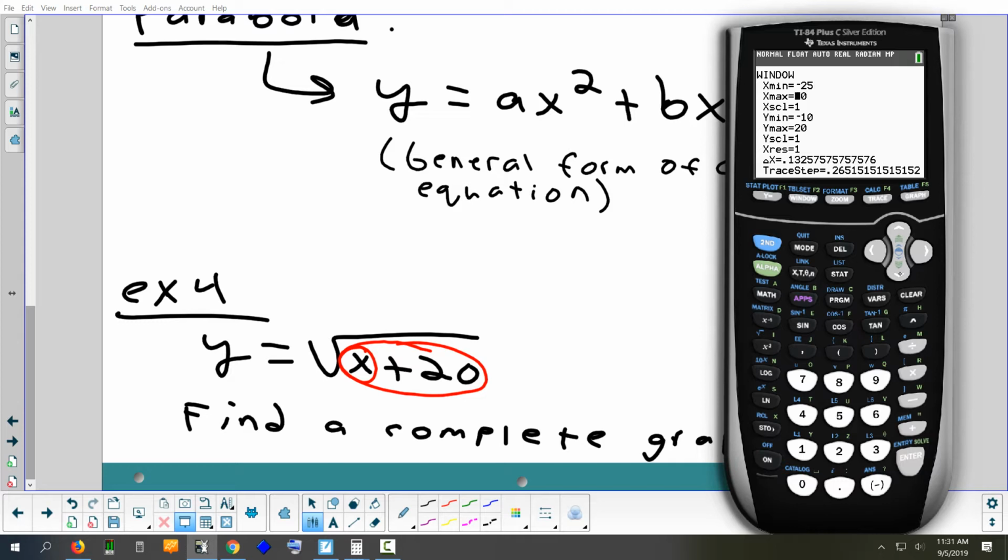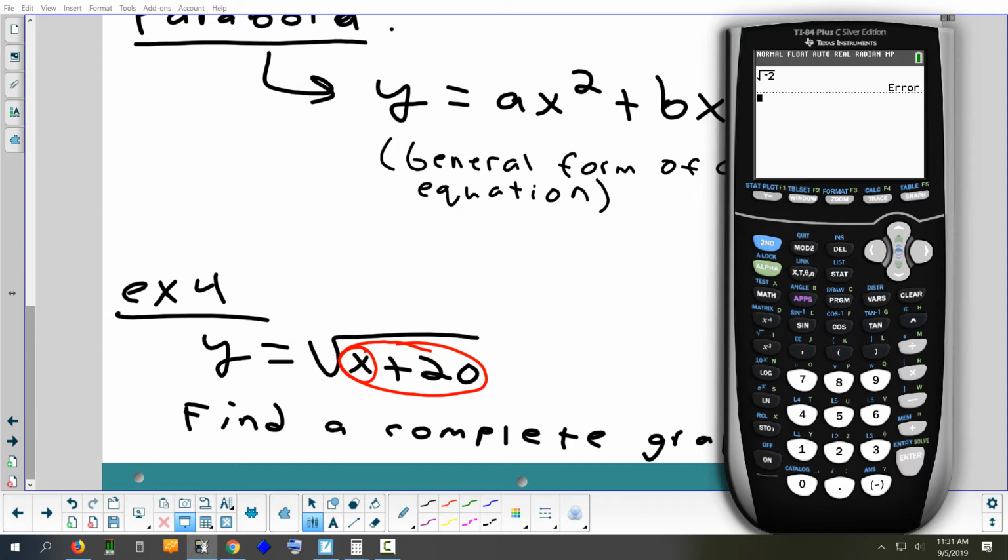Now, how high could you go? Like, what's the highest number you can take the square root of? Infinity. You can really go as high as you want. So let's just go to like 200, and maybe that'll at least give us an idea of what it's going to look like. Now, if we plugged in 200 for x, what's 200 plus 20?